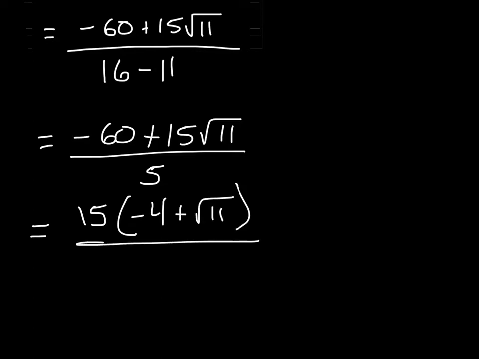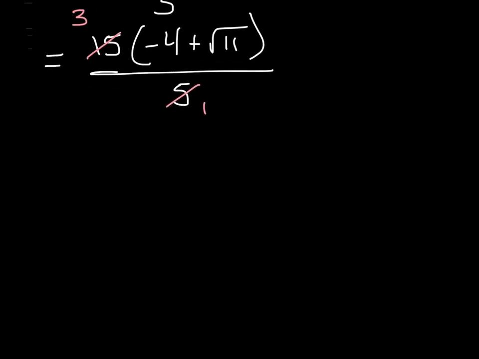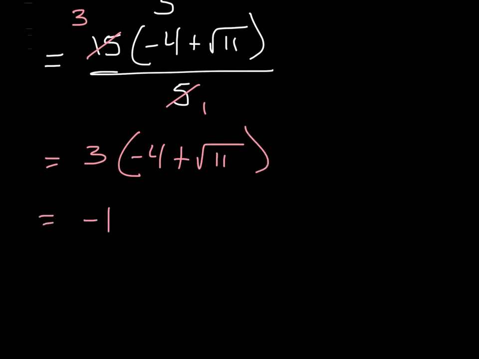And then what I can do is I can cancel this common factor of 5 between the numerator and the denominator, getting a 3 up here and a 1 down here. And what that would give me as a final simplified expression would be 3 times negative 4 plus the square root 11. Or if I wanted to distribute that through, I could also write that as negative 12 plus 3 root 11.